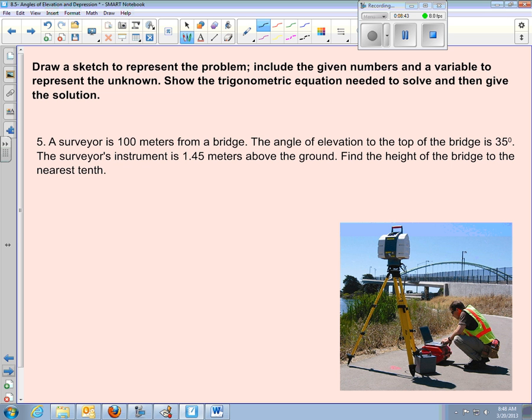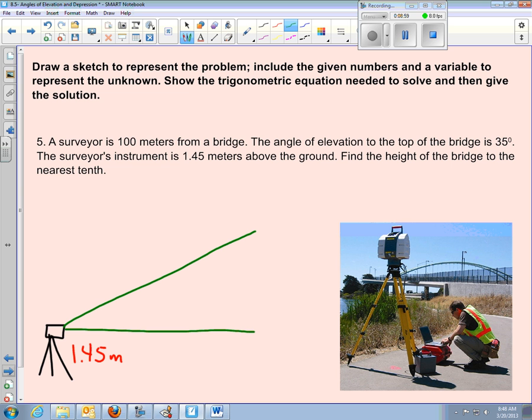So we have a surveyor's equipment in that little picture there. And this is 1.45 meters off the ground. Now the line of sight to the bridge is going to be from that. Okay? And the angle of elevation to the top of the bridge is 35 degrees. I'm not going to draw you guys a bridge. I've tried in the past. Ooh, really bad results. So we're just going to not draw a bridge. All right, so we have our right angle here. And it says that the surveyor is 100 meters from the ground. We want to know how tall is that bridge.